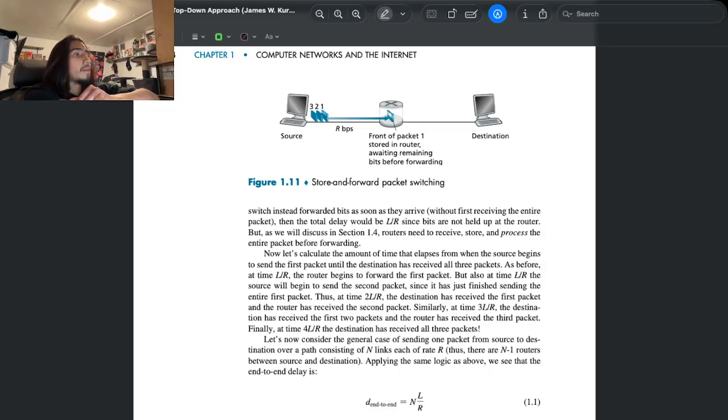Similarly, at time 3L over R, the destination has received the first two packets and the router has received the third packet. Finally, at time 4L over R, the destination has received all three packets.